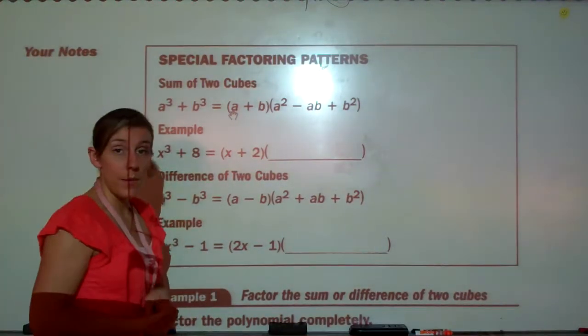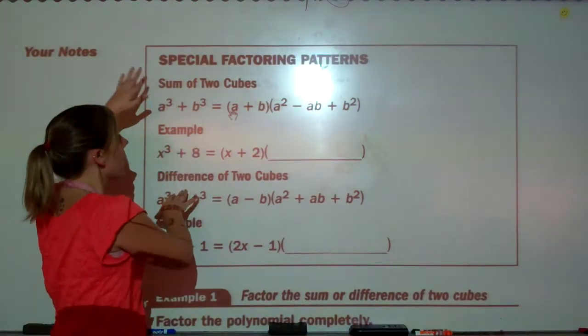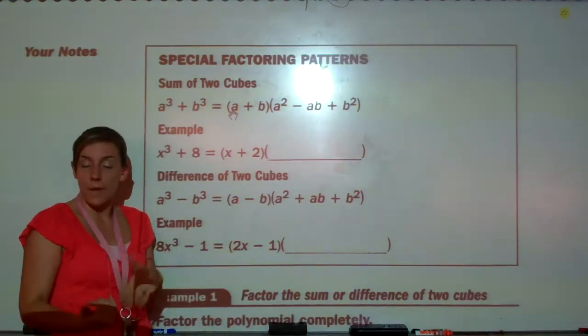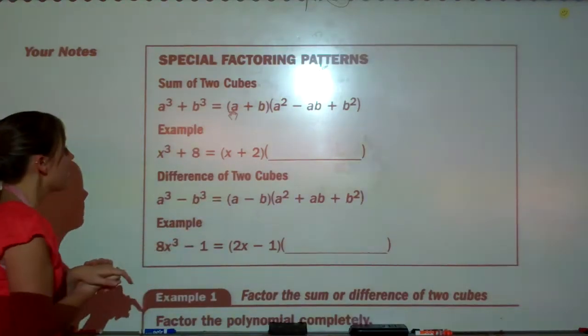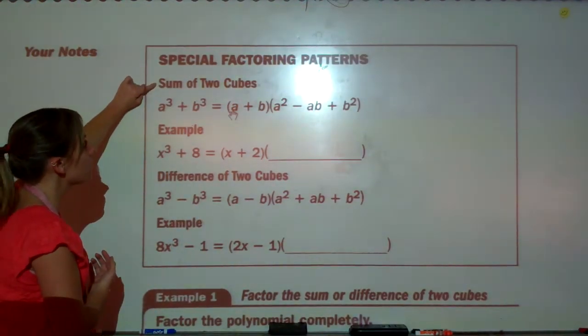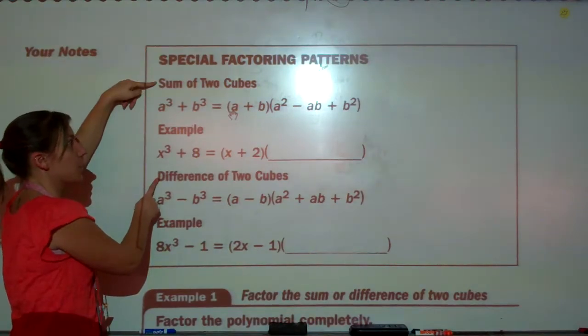So now that we're on the second page, there's a few more rules, and we're going to end up adding them to the factor flow chart, but we're just going to look at them separately for now. And that is what we call the sum of two cubes and the difference of two cubes, okay?